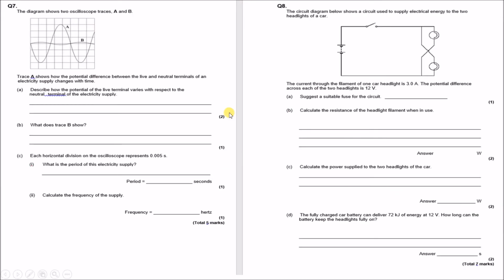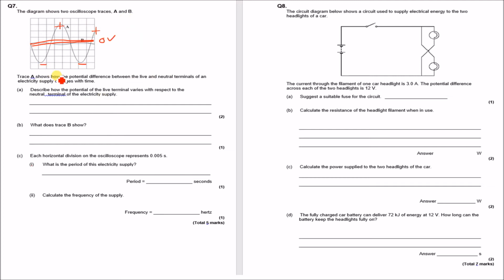Right, the next question, the diagram shows two oscilloscope traces. It's got trace A and trace B. It says describe how the potential of the live terminal varies with respect to the neutral terminal of the electricity supply. Well, you can see that this is going negative, positive, negative, and positive, and the neutral wire should really just stay at 0 volts with respect to the live wire, which is constantly going from negative to positive to negative to positive.